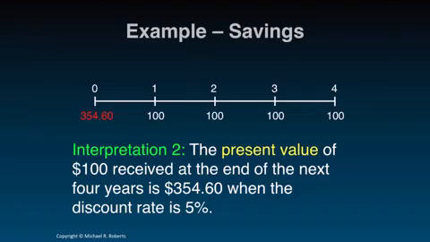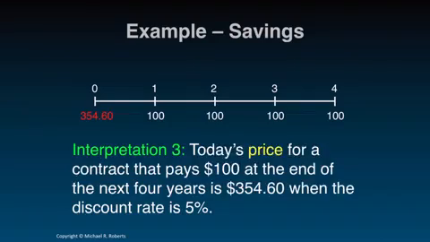rate is 5%. Now, I know that's just another way of saying what I said in interpretation 1, but get in the habit of different words meaning the same thing. Finance is just laden with jargon, and the sooner you get used to it, and the more exposure you have to it, the more comfortable you become with it. With that segue, interpretation 3: today's price for a contract that pays $100 at the end of each of the next 4 years is $354.60 when the discount rate is 5%. Three different ways to say the same thing.